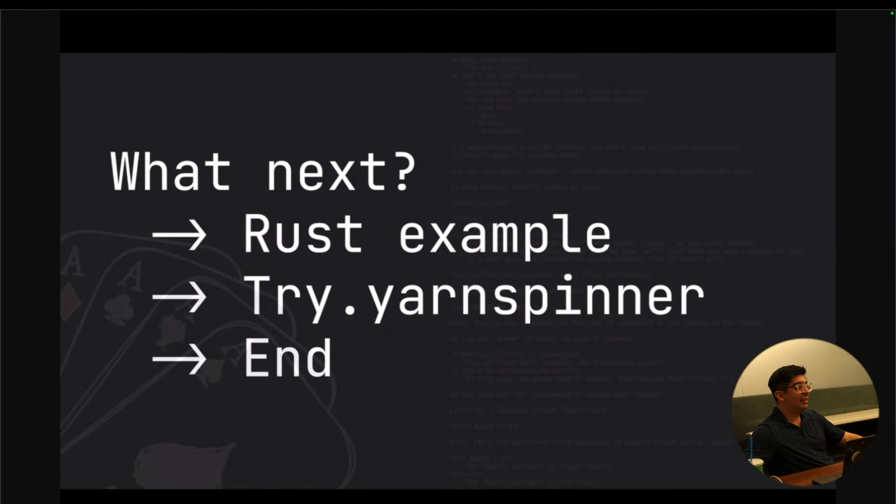Okay, so you have the 3 options: the Rust example, or we can write branchy dialogue. The Rust example is a terminal app that will show you a little bit more how it integrates with Bevy. I posted the Bevy demo in Discord, it's there for everybody to check out later.